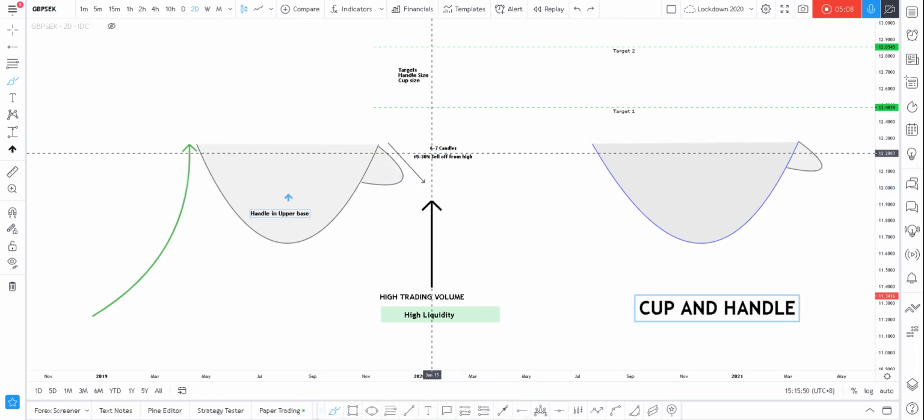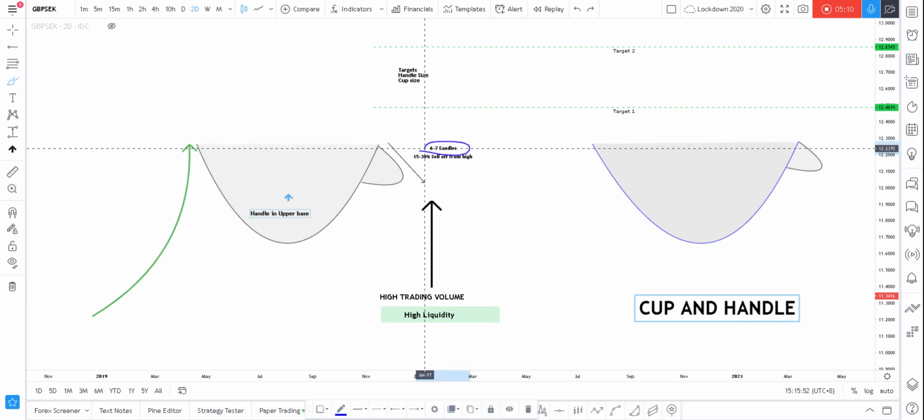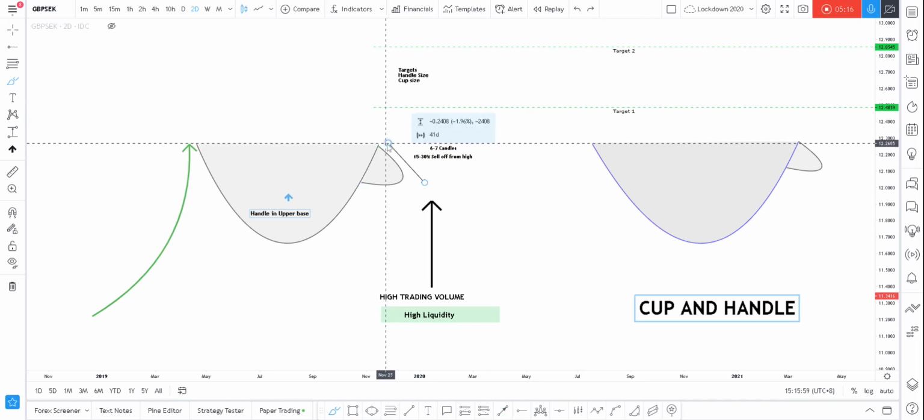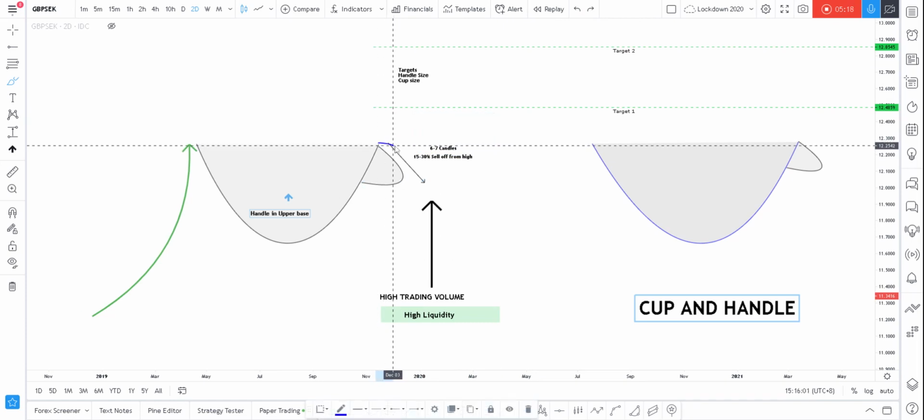Sometimes it is 6 to 7 candles. It can be 6 to 7 candles or 6 to 7 trading weeks, trading months, or trading days for the handle to actually form.